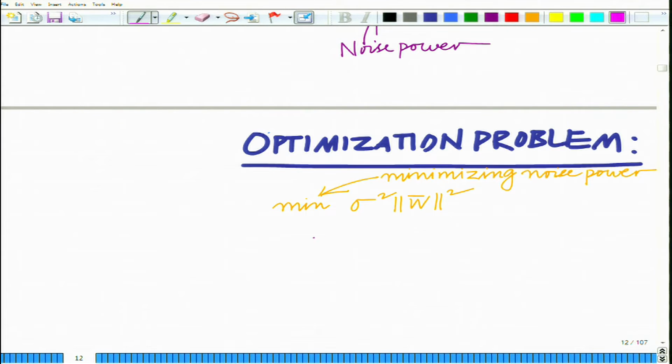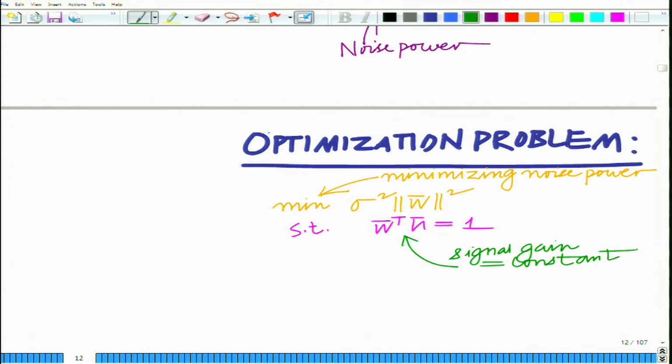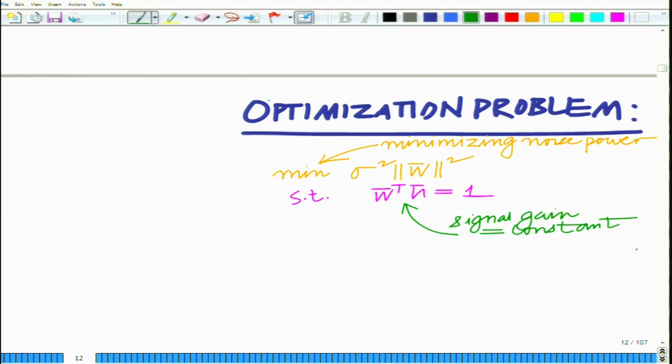Minimizing the noise power subject to the constraint W bar transpose H bar equal to 1, that is, your signal gain equals a constant, or constant gain in the direction of the desired user. So, what you are doing is minimizing the noise power, keeping the signal power constant. So, that maximizes the signal to noise power ratio, that is what we said.